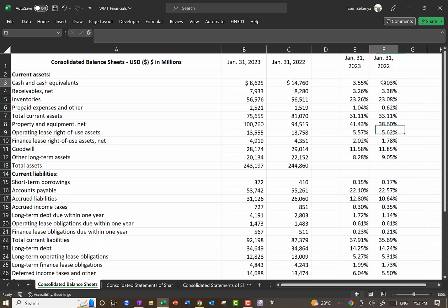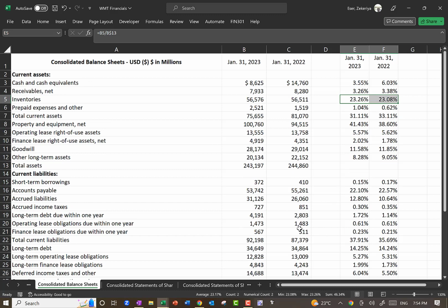Now, if you look at it, Walmart carried about 3.5% of its total assets in cash or cash equivalents, and about 3.25% in receivables. That seems to be relatively stable. Same thing about inventories. Inventories are about a quarter or 23% of total assets, so on and so forth.